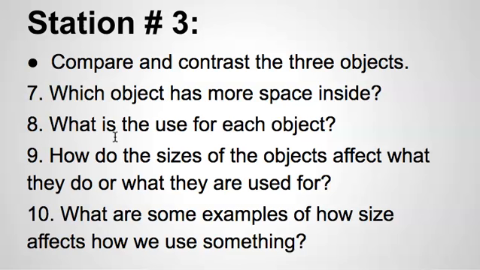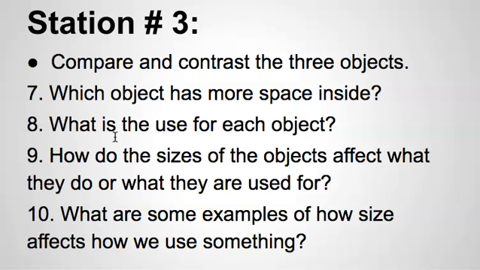So number 9, how do the sizes of the object affect what they do or what they are used for? Well, think about that. What's that very little graduated cylinder going to be used for? It's going to be used to measure smaller objects. And the larger graduated cylinder is going to be used to measure greater amounts of volume or larger objects. So how do the sizes of the objects affect what they do or what they are used for? The larger the object, the larger the volume they can measure. The smaller the object, the smaller the volume they can measure. And it would be more precise too, having the smaller one versus the larger one.